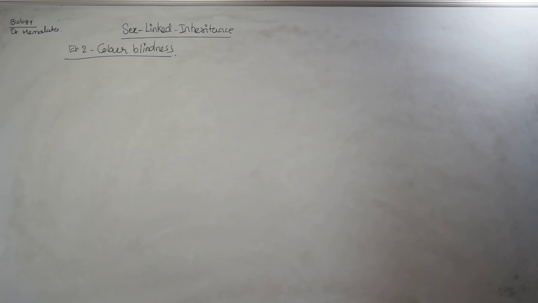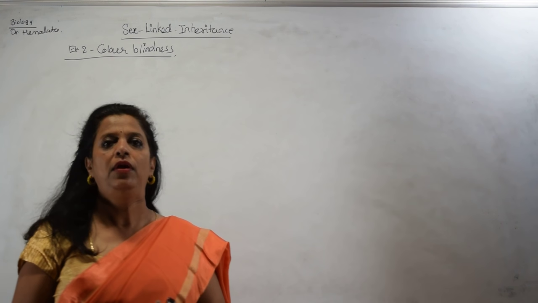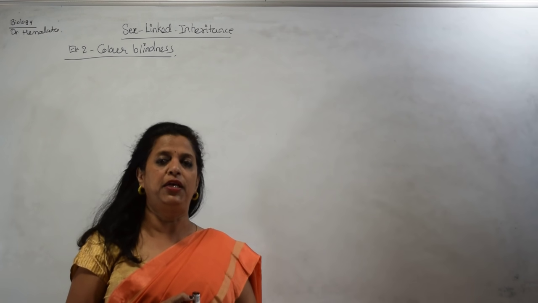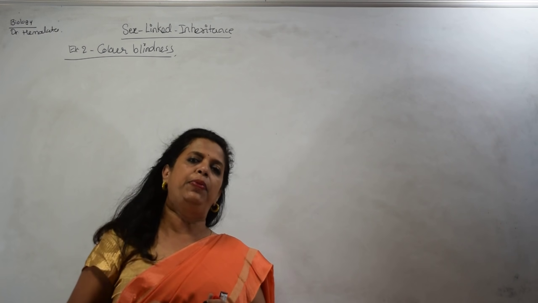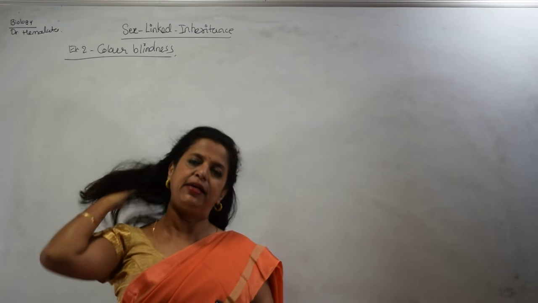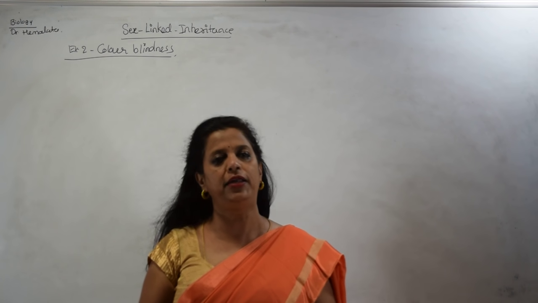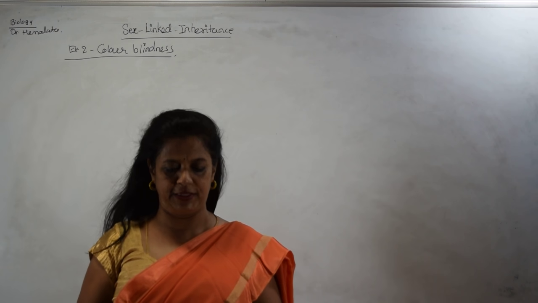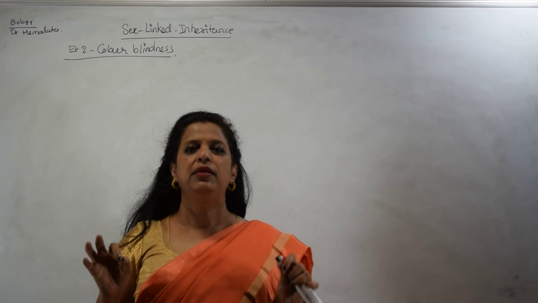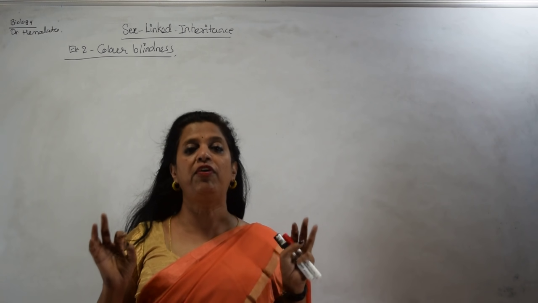Okay, let's now move on to the second example. As already I gave you the first example as hemophilia. The second example in humans that follows sex-linked inheritance, or that will inherit through sex chromosomes, is colorblindness. What is the meaning of colorblindness? It is simple meaning. Some people are blind for certain colors.